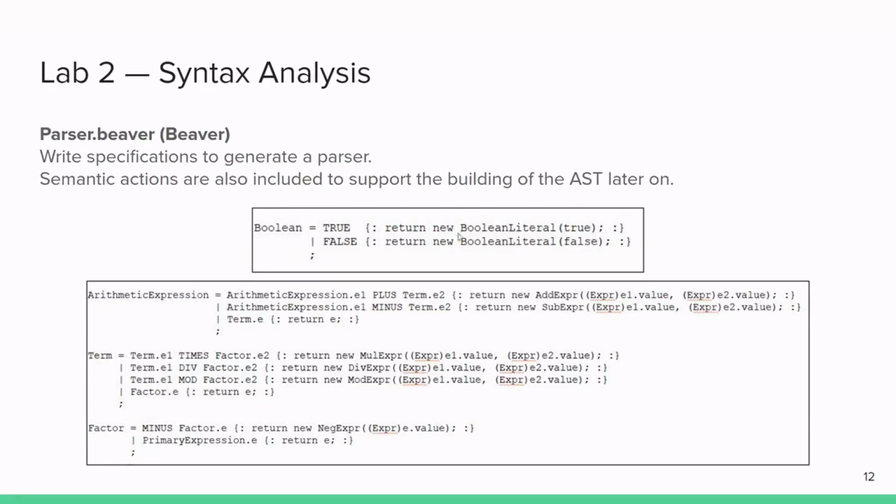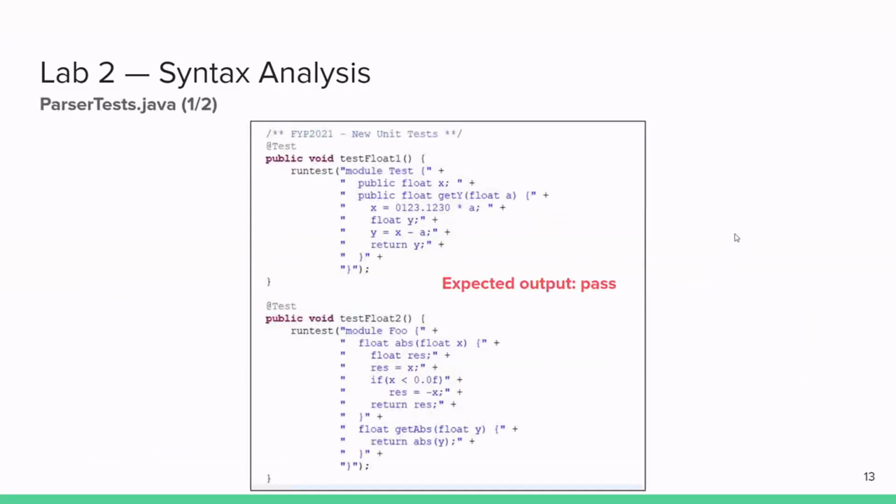This is an easy example. The next one is more complicated. This one shows the context-free grammar for arithmetic expressions, which include addition, subtraction, multiplication, division, and modulo. So here are some tests to test for the syntax correctness. So the expected output for all these tests are pass since they do not violate any syntax.